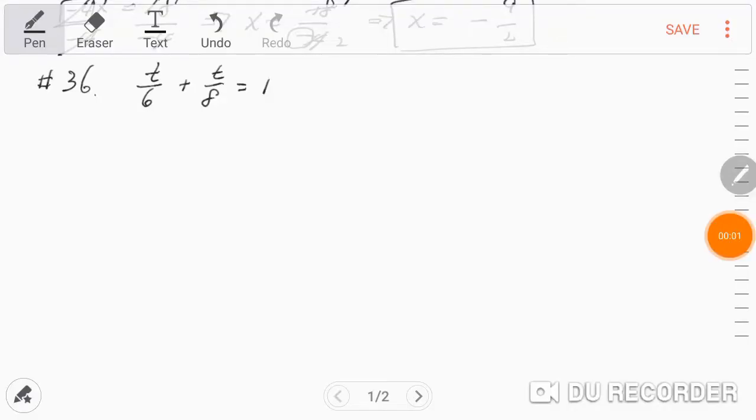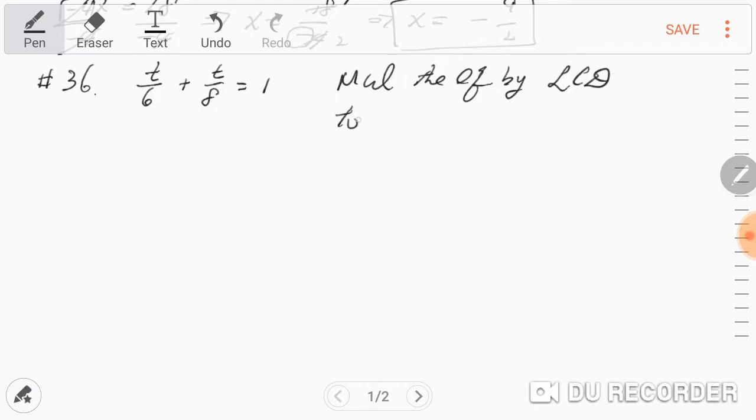Okay, let's do an example. In this case, number 36 on page 54. The equation contains fractions: t over 6 plus t over 8 equals 1. Actually, we don't like fractions because there are denominators. So let's first get rid of the denominators by multiplying the equation by the LCD, to remove the denominators.